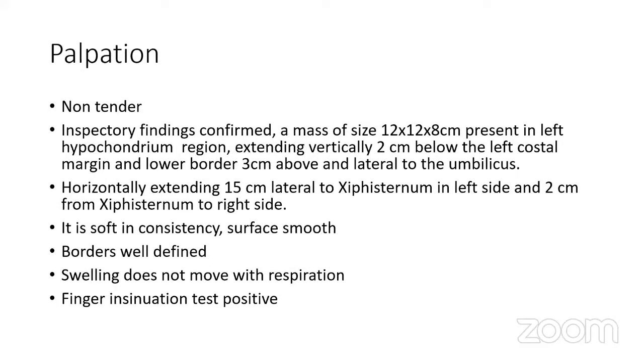On palpation, it was non-tender. Inspectory findings were confirmed. A mass of size 12 by 12 by 8 centimeters was present in the left hypochondrium, extending vertically 2 centimeters below the left costal margin, and the lower border was 3 centimeters above and lateral to the umbilicus. Horizontally, it was extending 15 centimeters lateral to the xiphisternum on the left side and 2 centimeters from the xiphisternum to the right side.